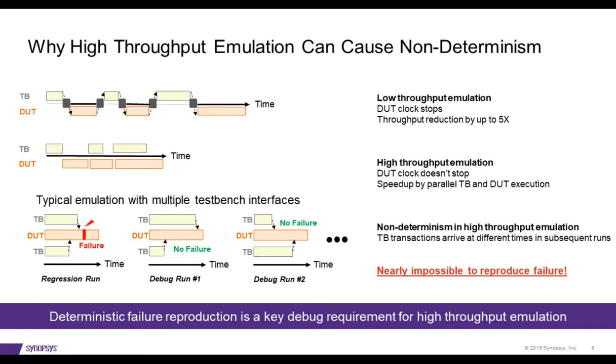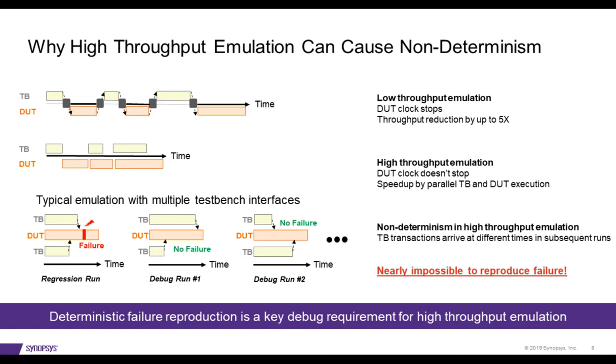So with those concepts, now let's look at a typical emulation where you have multiple test bench interfaces. So an example could be that you have a DUT, there is a PCI interface, there is a USB interface, and all of these asynchronous interfaces are working together and trying to send some instructions to the DUT to execute. Now, you may hit a failure that is coming because of the specific timing when these test bench instructions are coming inside the DUT. So this is what you saw in regression.